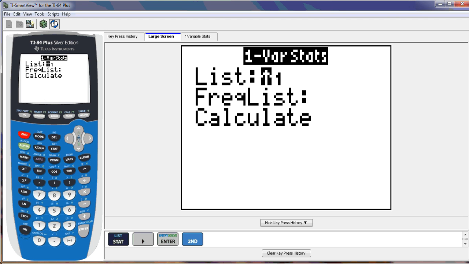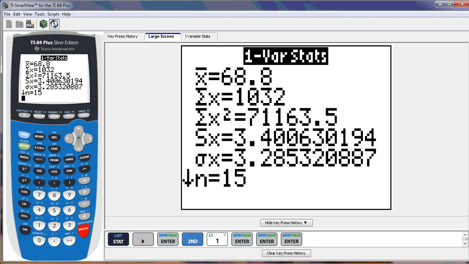We hit second and L1 to tell the calculator that we have our information put into list 1. Frequency list, we're going to leave blank, which we generally do, and then we're going to go down and hit calculate. When we hit calculate, we get a screen that has lots of information. The calculator has found several pieces of information for us all at one time.